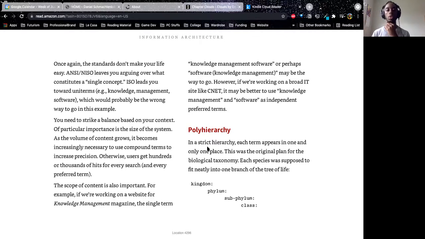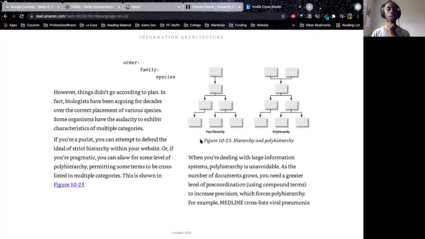Polyhierarchy. In a strict hierarchy, each term appears in one and only one place. This was the original plan for the biological taxonomy. Each species was supposed to fit neatly into one branch of the tree of life. You have kingdom, phylum, subphylum, class, order, family, species. However, things didn't go according to plan. In fact, biologists have been arguing for decades over the correct placement of various species. Some organisms have the audacity to exhibit characteristics of multiple categories.